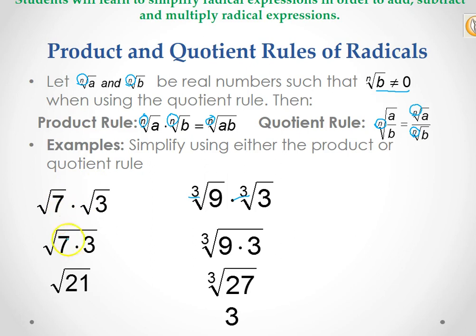We also know back here, because of the square root of 21, 7 is a prime number and 3 is a prime number, so we can't break this down any further.